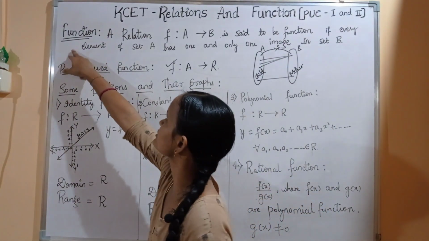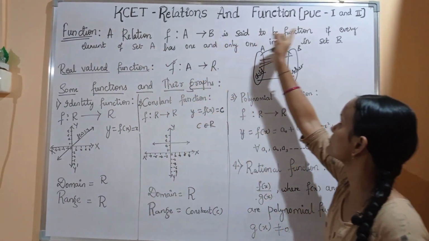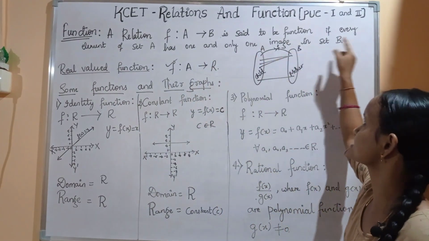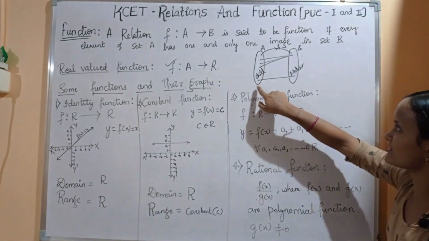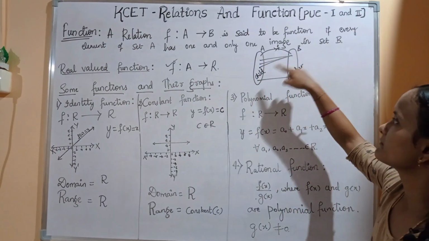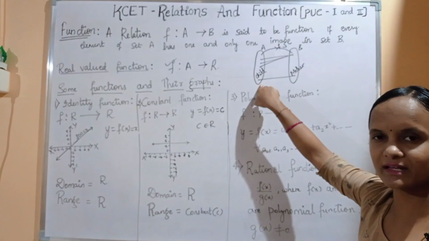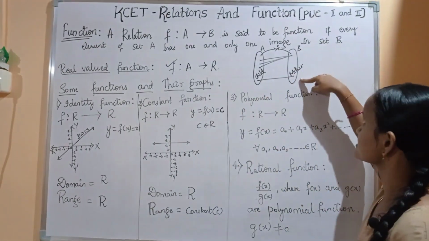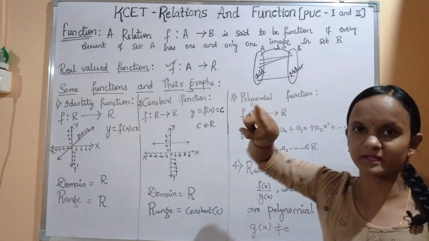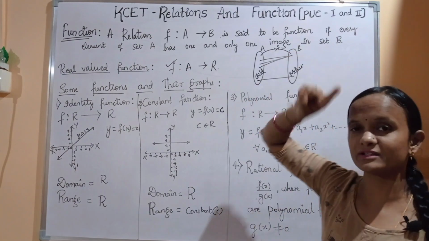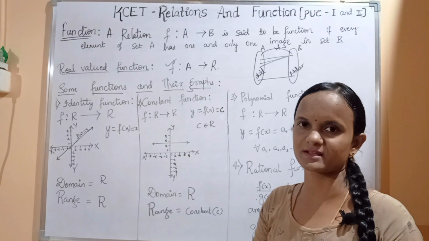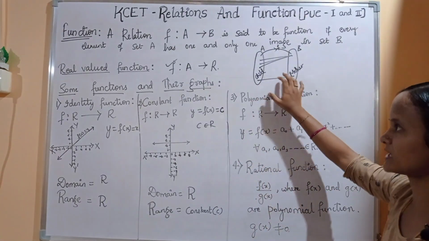Okay, next, what is a function? A relation f from A to B is said to be a function if every element of set A has one and only one image in set B. Let us consider a function from A to B, where set A contains children and set B contains mothers. One or more children can have only one mother, but no child can have two mothers, right? No child can have two mothers, right? Such a type of relation is known as a function.